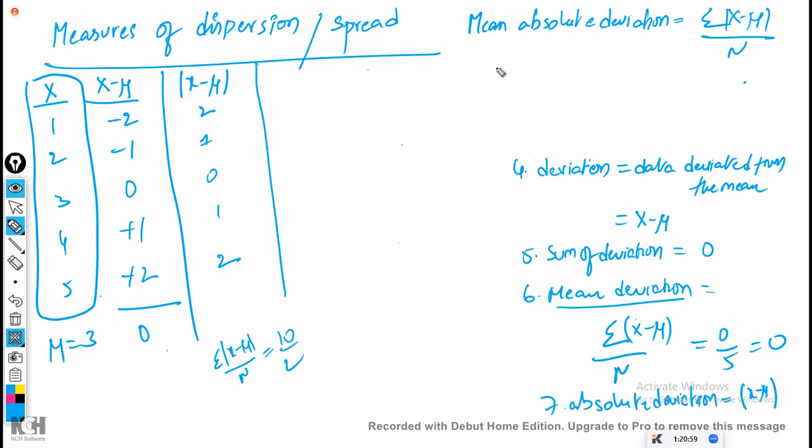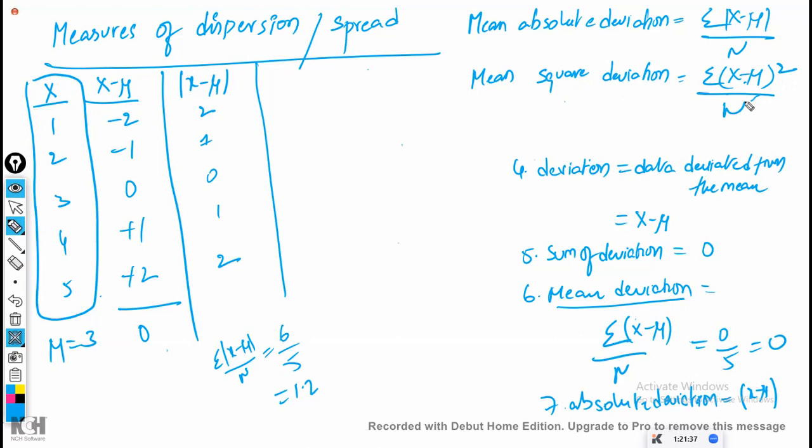Now, the second option is the mean square deviation. What is meant by deviation? x minus mu is called the deviation. What is meant by square? Yes, 6 by 5, which is 1.2. Now, what is meant by mean square deviation? Deviation is x minus mu, square means whole square, and mean means sigma by n. This is called the mean square deviation formula.